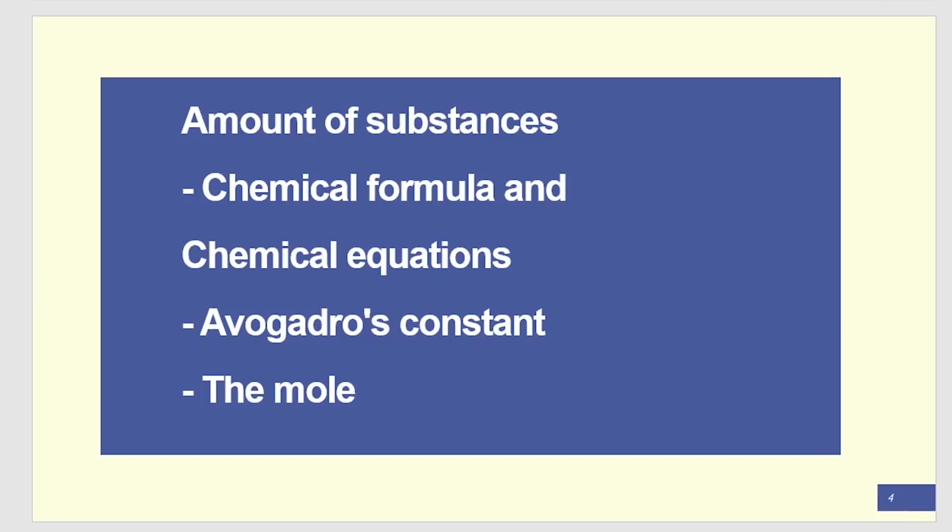You will learn the units used to describe the amount of substances and the relation between them. You will learn that the standard international unit for the amount of a substance is a mole, which is defined as the number of atoms in 12 grams of carbon-12. You're also going to learn Avogadro's constant, and the relation between Avogadro's constant, mole, and the grams of a substance.